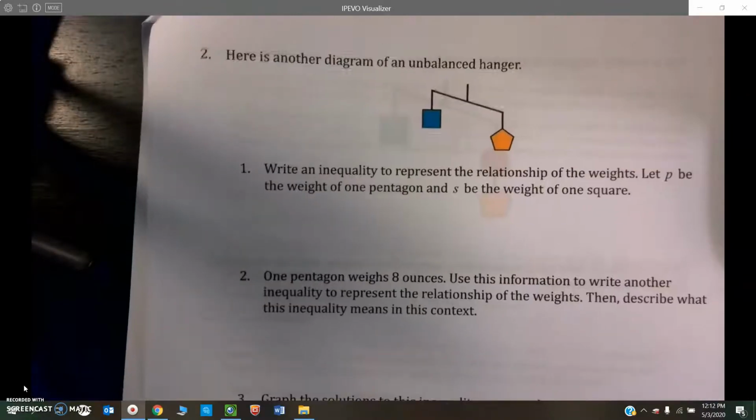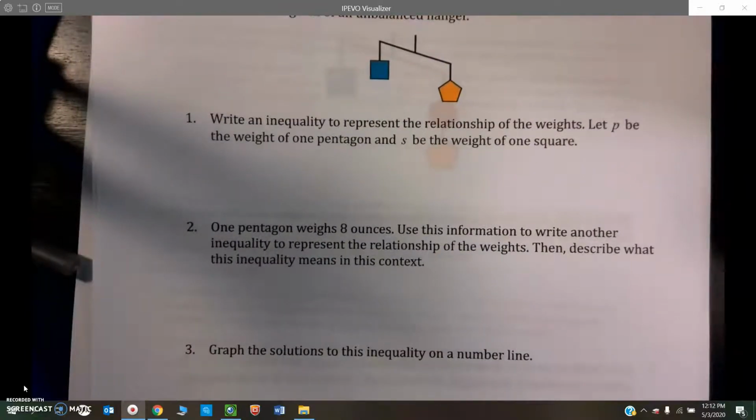Alright, so now here's another one. Write an inequality to represent the relationship of the weights. At this time, I would like you to pause this video and try and complete this page completely independently.